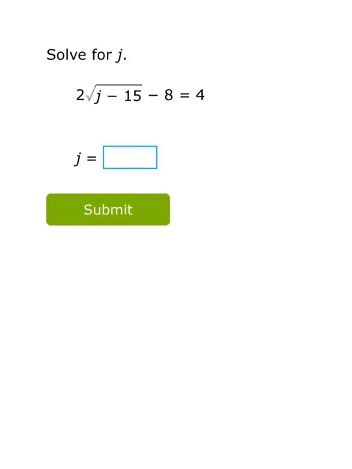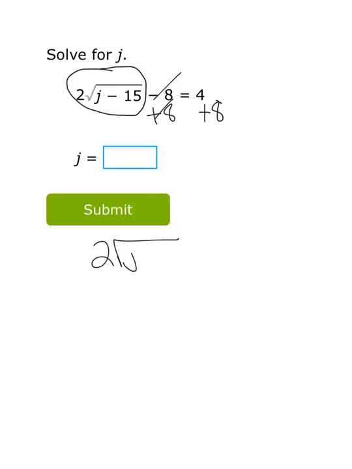Alright, this problem is a little bit harder. I've got some more math involved. The first thing I need to do is isolate the j. Since the j is in one term of all of this, I need to add the 8 first to get it to the other side. So negative 8 plus 8 is 0, and then 4 plus 8 is 12. So I'm still left with 2 times the square root of j minus 15, and it would equal 12.